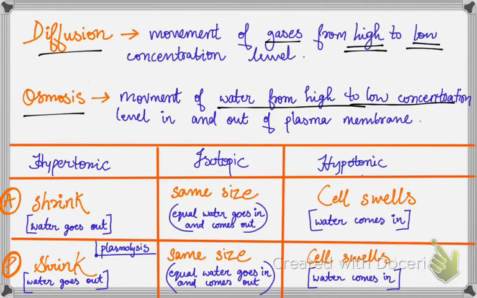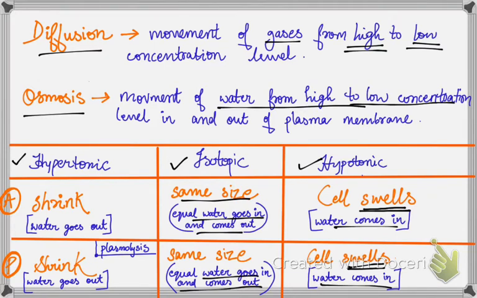So basically there are three different types of solution: hypotonic, isotonic, and hypertonic solutions. Now if the medium surrounding the cell has higher water concentration than the cell, then the cell will gain water by osmosis. That means the cell will swell up. So this type of solution is called a hypotonic solution. Now if the medium and the cell have the same water concentration, then the water will go in also, it will come out also, so the net water will remain the same. That type of solution is called an isotonic solution, and in that case the cell will remain the same size. There will be no change in the size of the cell.